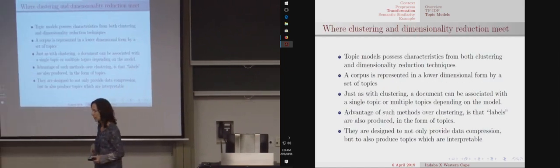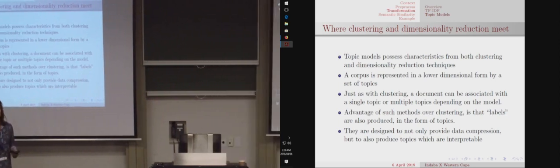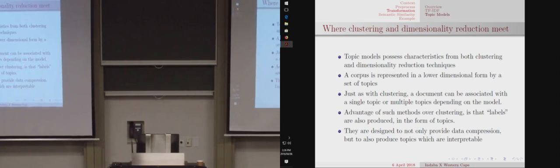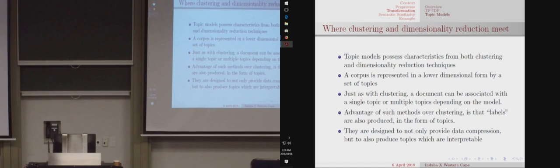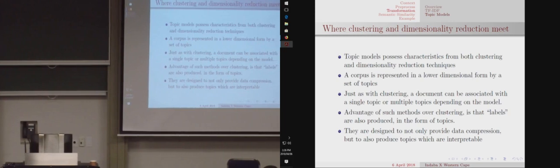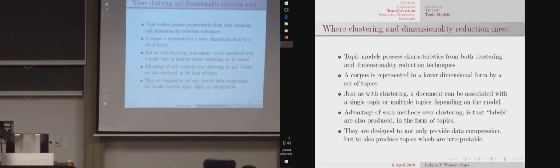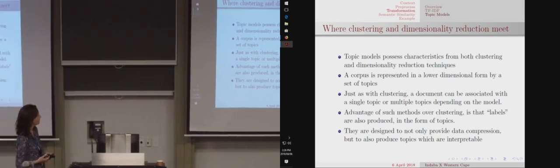And basically, if you go into the mathematics of topic models, then it's really where clustering and dimensionality reduction meet. So a topic model possesses characteristics of both clustering and dimensionality reduction. A corpus is now represented in a lower dimensional form by a set of topics. So instead of having a vocabulary of, say, 16,000 or 20,000 words, you can now represent that corpus with, say, 500 or 100 topics. So you lower your dimensionality in an extreme way.